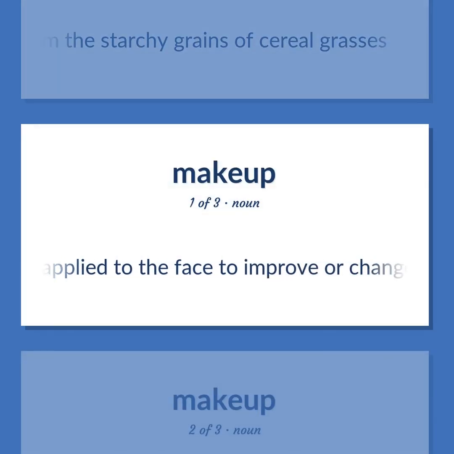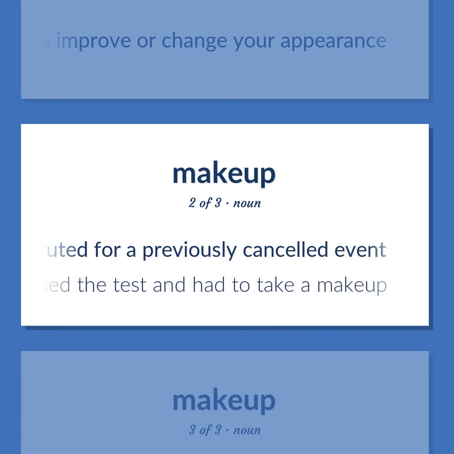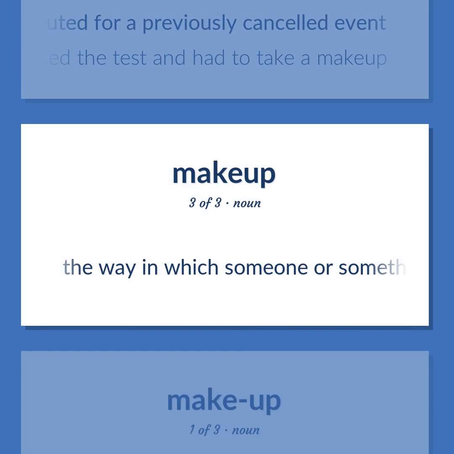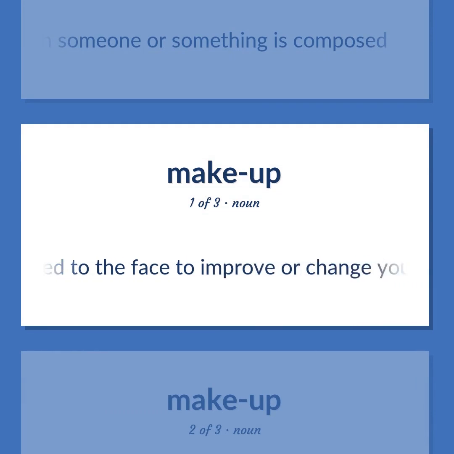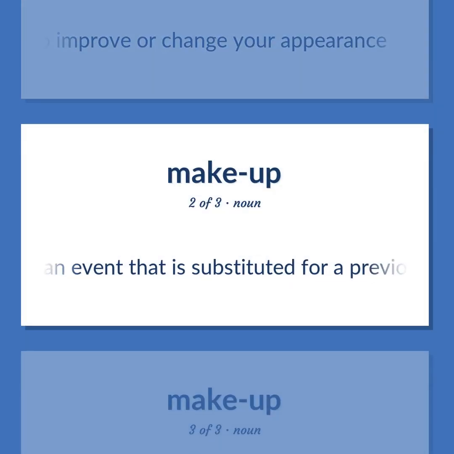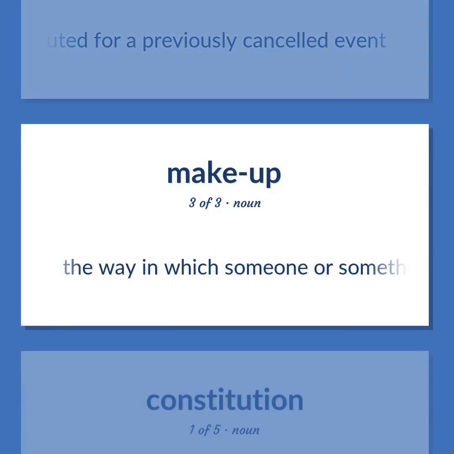Cosmetics applied to the face to improve or change your appearance. An event that is substituted for a previously cancelled event. He missed the test and had to take a makeup. The way in which someone or something is composed. Cosmetics applied to the face to improve or change your appearance. An event that is substituted for a previously cancelled event. The way in which someone or something is composed.